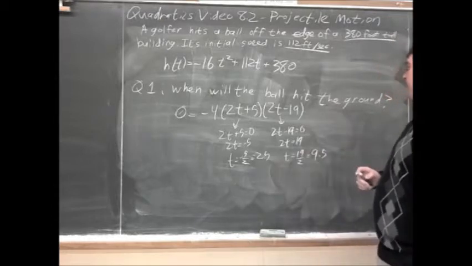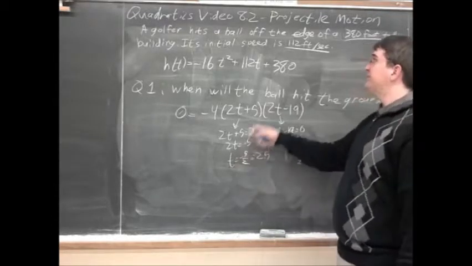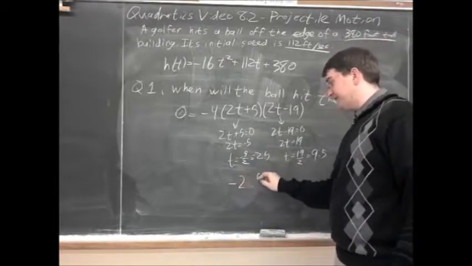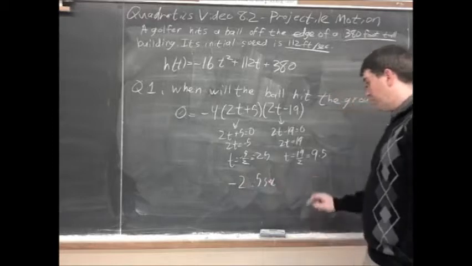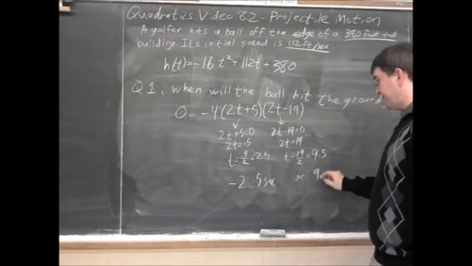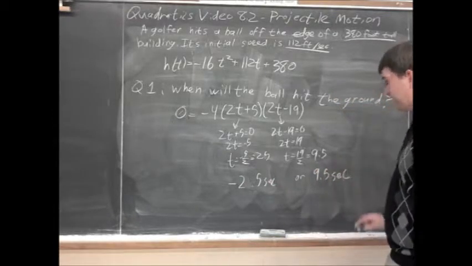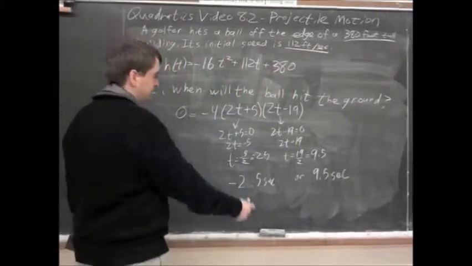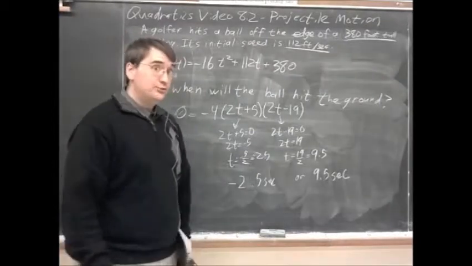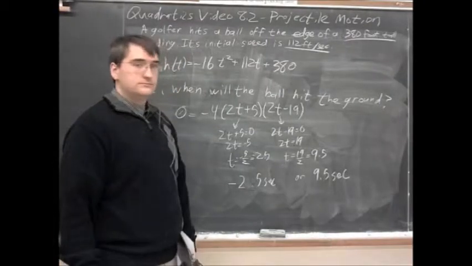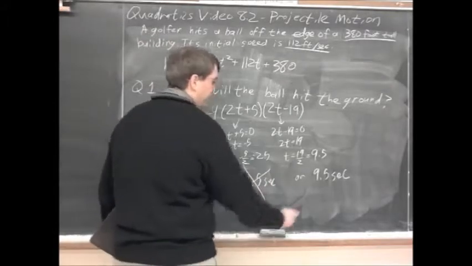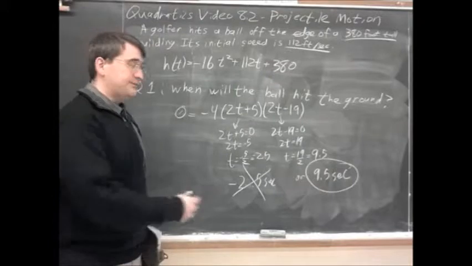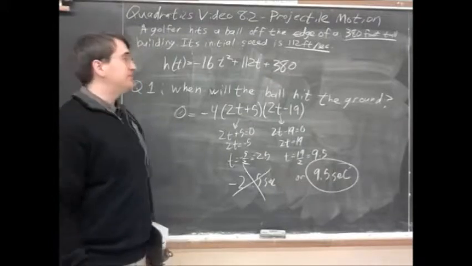Back to the question, when will the ball hit the ground? Well, remember, t is measured in seconds. So the answer is either going to be negative 2.5 seconds or positive 9.5 seconds. Always pay attention to whether your answers make sense. Does it make sense to have an answer of negative 2.5? No. So the answer we want is 9.5 seconds. When will the ball hit the ground? After 9.5 seconds. That's your answer.